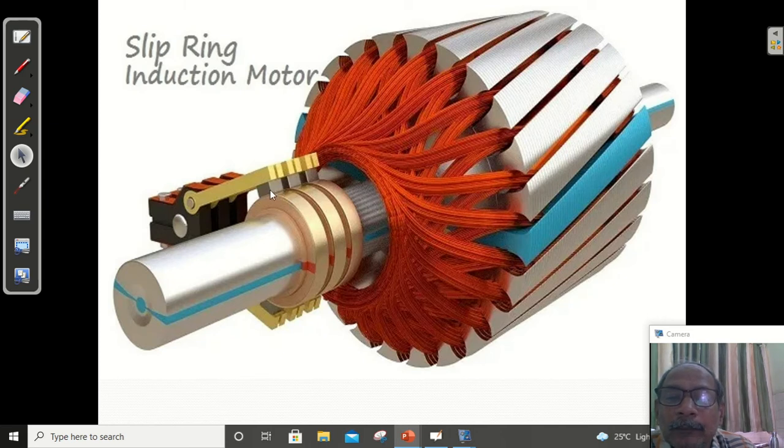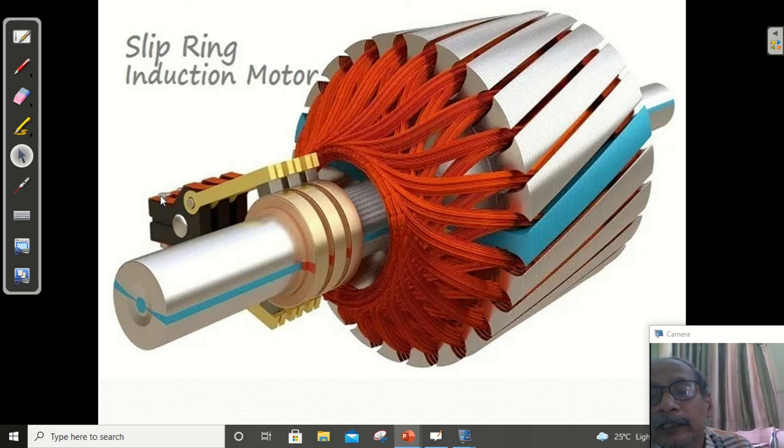These are the slip rings. You can say this is the brushes. देखो ये brushes हैं. It is riding on the slip rings. And this is the external circuit. You can insert यहाँ पर external resistance you can connect. Or we can say rotor resistance starter is also there. You can place the rotor resistance starter here on this part.